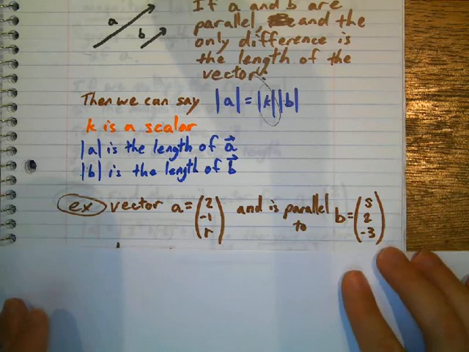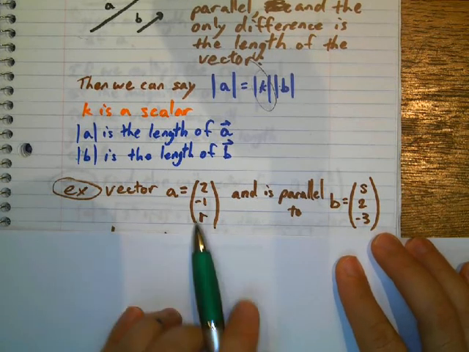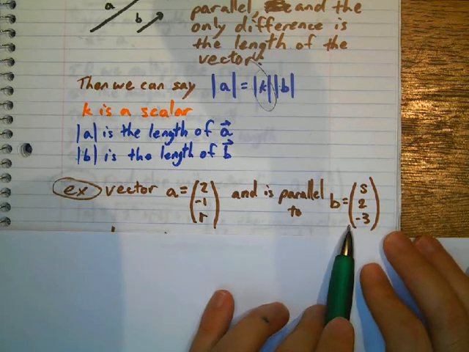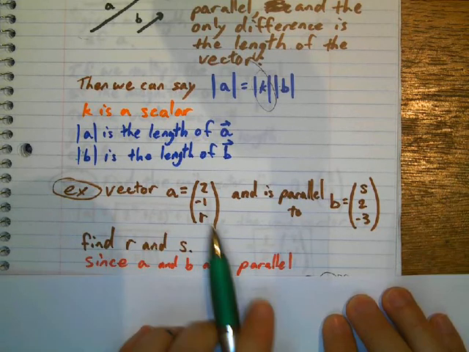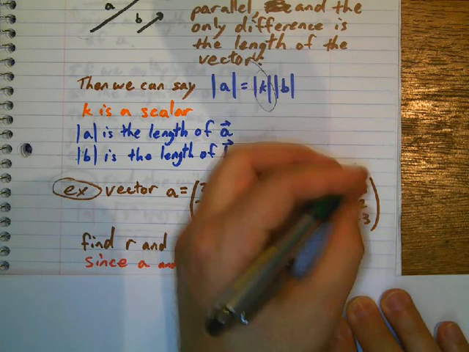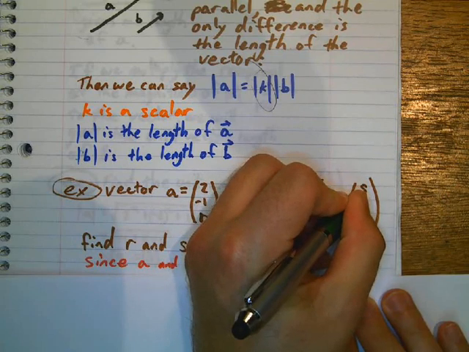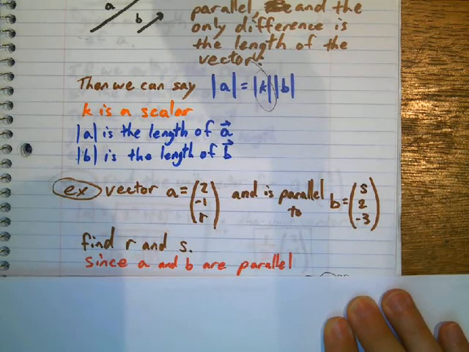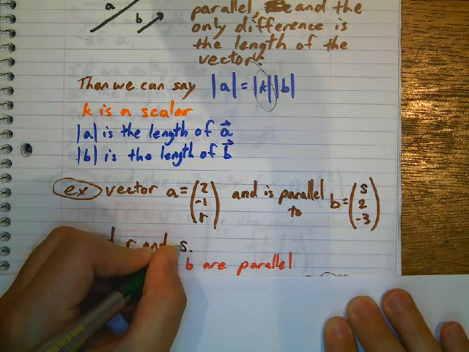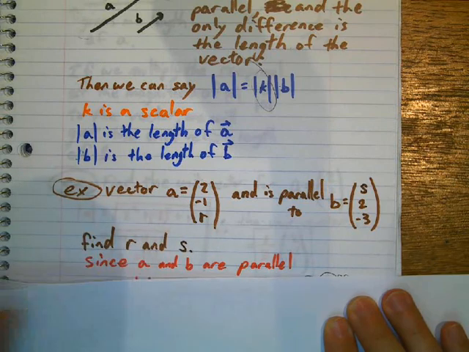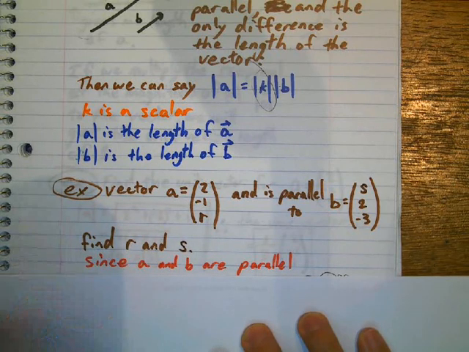Okay, so let's look at an example. If you've got one vector here and it's parallel to another vector, then we want to find the values R and S. I do not know why IB chooses to use the letter S as a variable, but they do. So you just have to be super careful, because I think S's can accidentally look like 5s. But it's in the book, so we gotta be prepared for that.